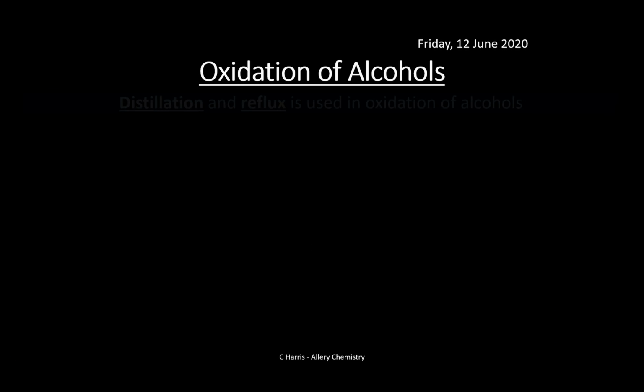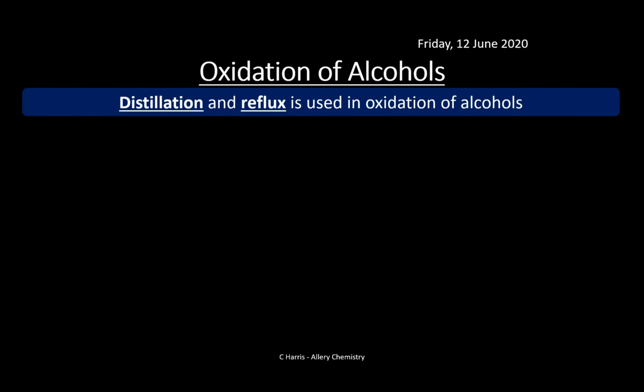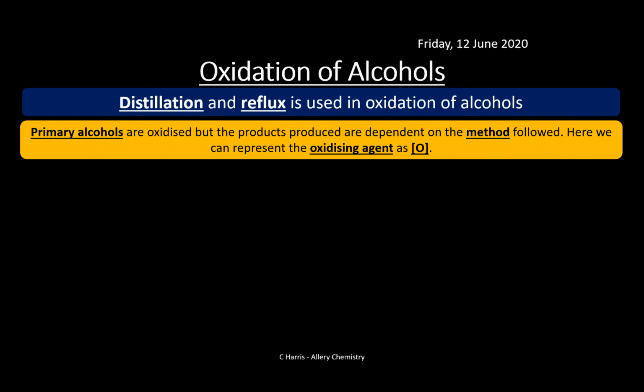Distillation and reflux are the methods we use to make these products. Primary alcohols are oxidized, but the products produced depend upon the method we follow. We represent an oxidizing agent using O in square brackets, and you'll see that later on. We have to be really careful, particularly with primary alcohols, if we want to produce an aldehyde, because aldehydes readily oxidize to carboxylic acids. So if we do want to make an aldehyde, we've got to make sure we use the correct equipment and the correct method. So let's have a look.